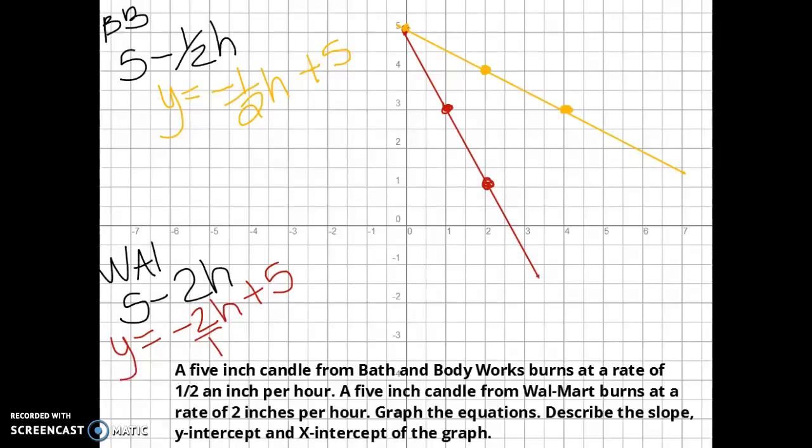And they're not perpendicular because the slopes are not opposite reciprocals. This one's negative and this one's negative. Even though this is 1 over 2 and 2 over 1, the slopes are still both negative. They are not perpendicular. And finally, the x-intercept is where they cross the x-axis. It's going to be a little while before this line touches the x-axis, but this line touches the x-axis here. So this is the x-intercept for that graph.